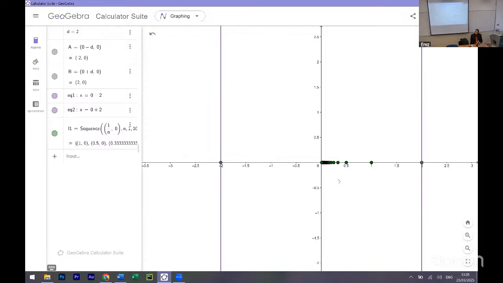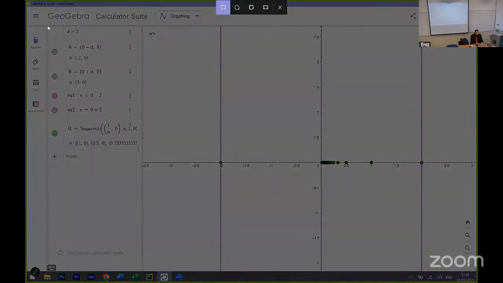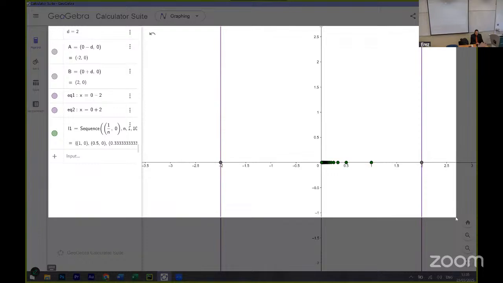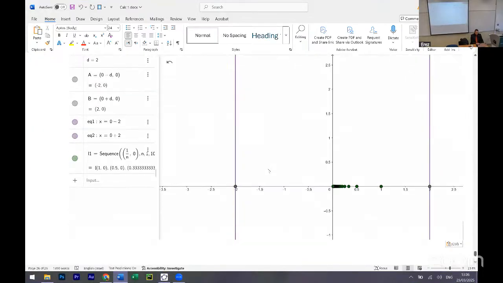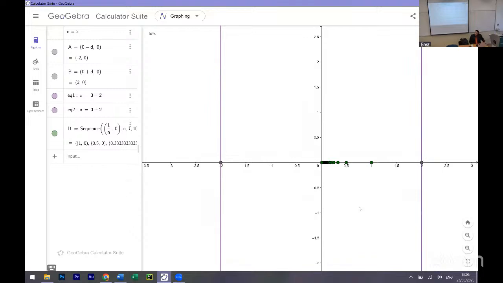Are they all between -2 and 2? Yes, they are all within. And would you expect them to be there? I would say yes. Why? Because you said we think 0 is the limit. So if we take some area around 0, we expect the sequence to be there because it tends to 0.